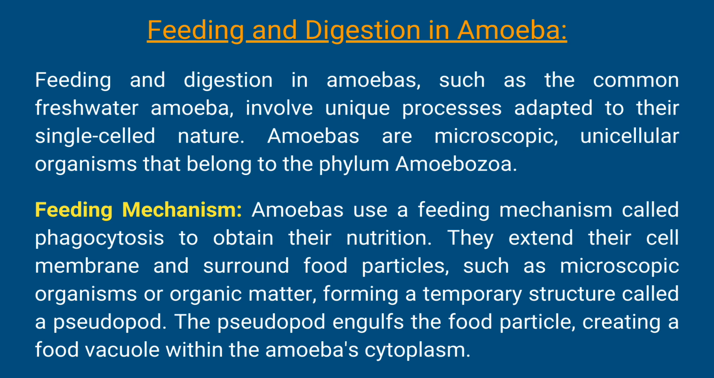Feeding and digestion in amoeba. Feeding and digestion in amoebas, such as the common freshwater amoeba, involve unique processes adapted to their single-celled nature. Amoebas are microscopic, unicellular organisms that belong to the phylum Amoebozoa. Feeding mechanism. Amoebas use a feeding mechanism called phagocytosis to obtain their nutrition. They extend their cell membrane and surround food particles, such as microscopic organisms or organic matter, forming a temporary structure called a pseudopod. The pseudopod engulfs the food particle, creating a food vacuole within the amoeba's cytoplasm.